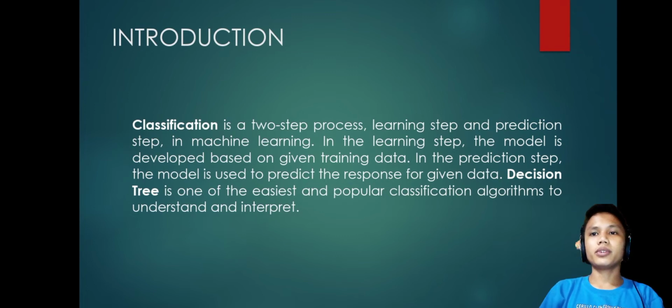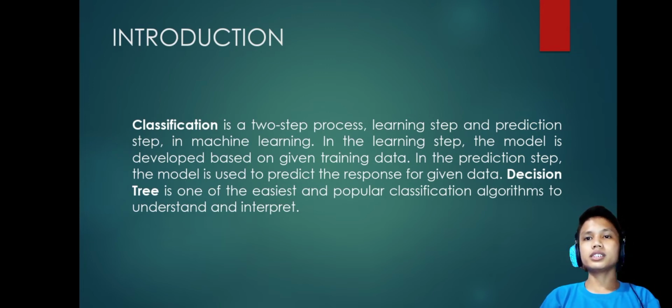Introduction. Classification is a two-step process, particularly a learning step and a prediction step in machine learning. In the learning step, the model is developed based on given training data, while in the prediction step, the model is used to predict the response for given data. Decision tree is one of the easiest and most popular classification algorithms to understand and interpret.